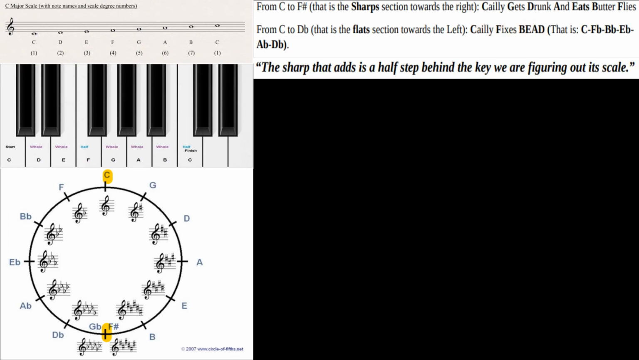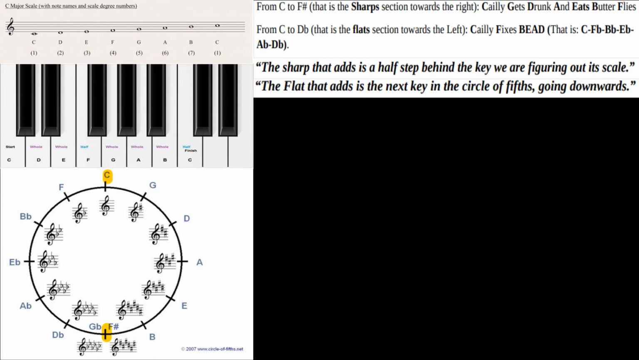When we move clockwise in the circle of fifths, we add sharps to our key signatures. The sharp that is added is a half step below the next major scale that we are moving to. When we move left, we add flats. The flat that is added is the next key within the circle of fifths.